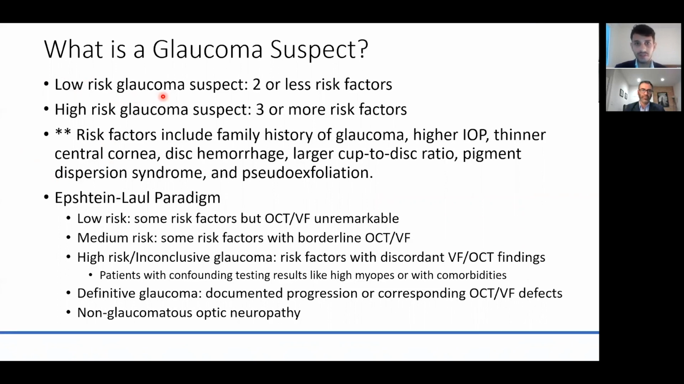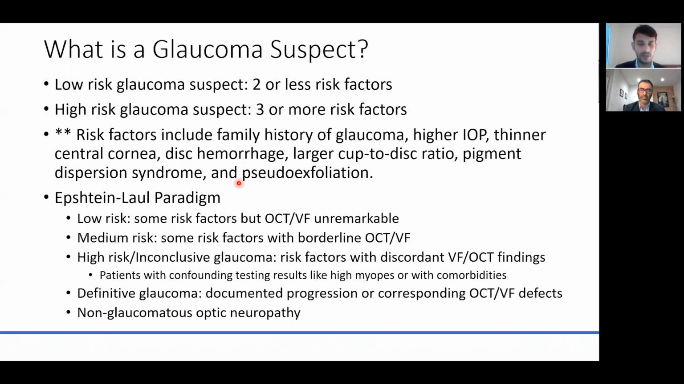So low-risk glaucoma suspects and high-risk glaucoma suspects, this is really based on sort of Medicare, CMS rules, and this is how we bill things. So anything with 2 or less risk factors is going to be a low risk, and anything 3 or more is a high risk. Now, the important thing is that risk factors only include these things here. So it's not that long list that I was talking about before. And this is a pretty good way when you're talking about just billing for these patients and using the proper ICD-10 code.